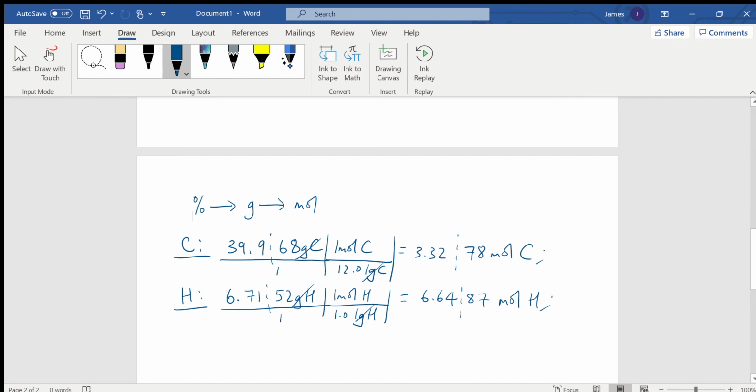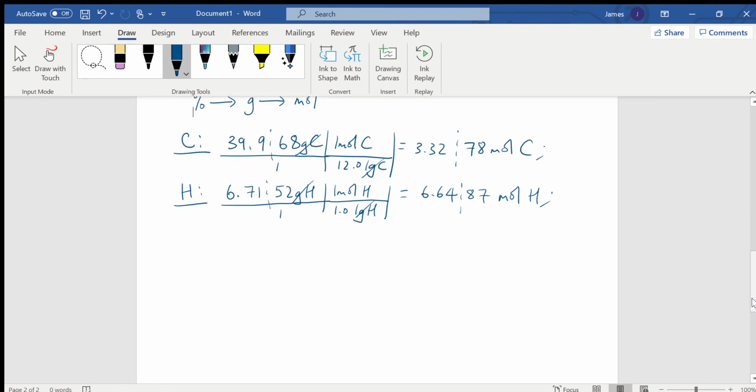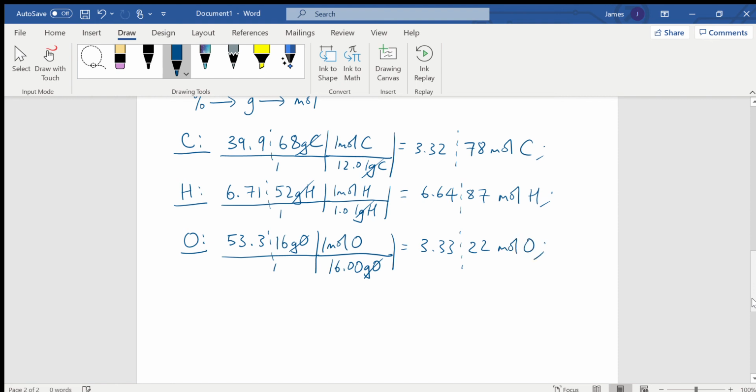And I can do the same lastly for oxygen. So oxygen, I have my 53.316 grams of oxygen. I know that 1 mole of oxygen is 16 grams of oxygen. And I know that this is 3.3322 moles of oxygen.